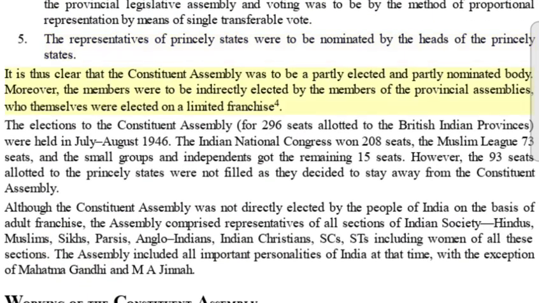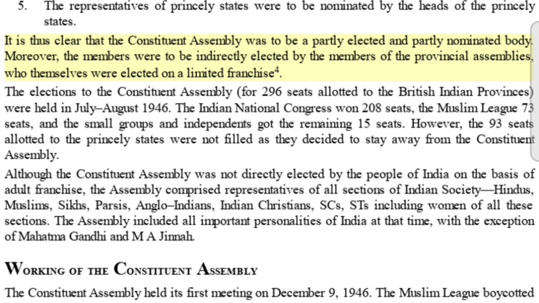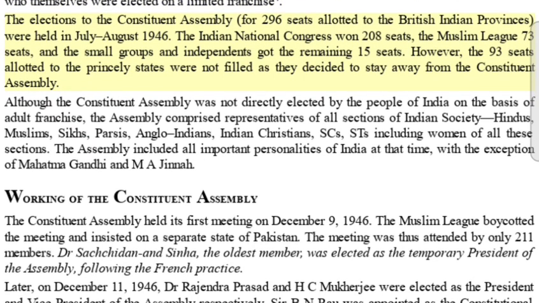It is thus clear that the Constituent Assembly was to be a partly elected and partly nominated body. Moreover, the members were to be indirectly elected by the members of the provincial assemblies, who themselves were elected on a limited franchise. The elections to the Constituent Assembly, for the 296 seats allotted to the British Indian provinces, were held in July-August 1946. The Indian National Congress won 208 seats, the Muslim League 73 seats, and the small groups and independents got the remaining 15 seats.